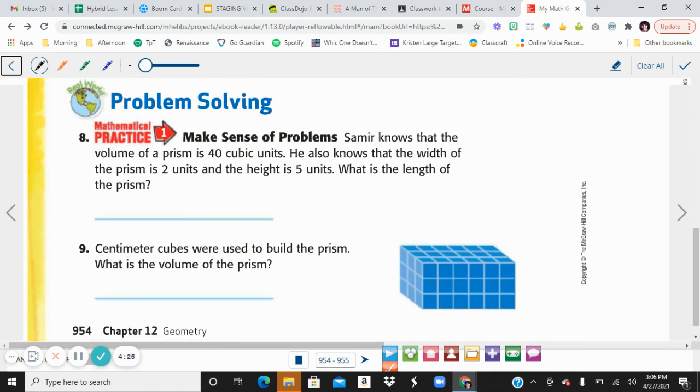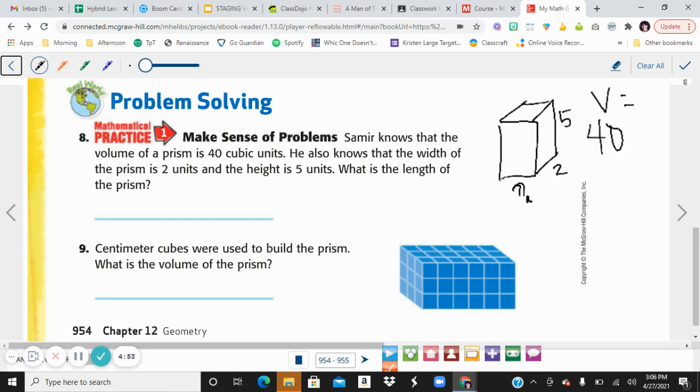Samir knows that the volume of a prism is 40 cubic units. Okay, so we've got some unknown prism here. We don't know the size. We don't know the shape necessarily, but we know that 40 cubic units is the volume. He knows the width of the prism is 2. The height of the prism is 5. What is the length of the prism? So that's what we're going to figure out.